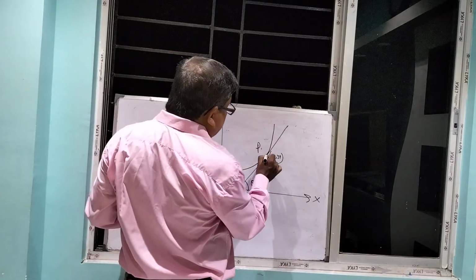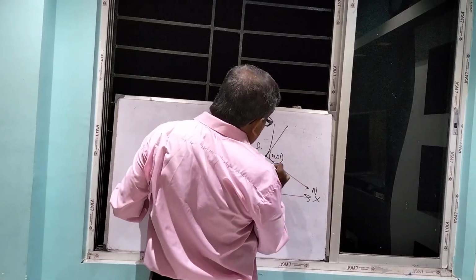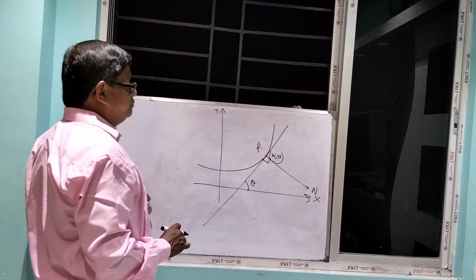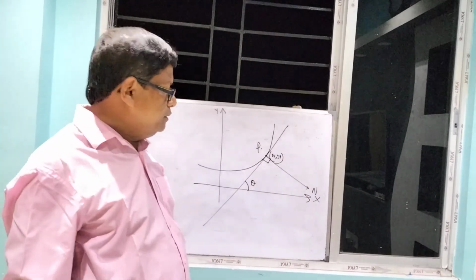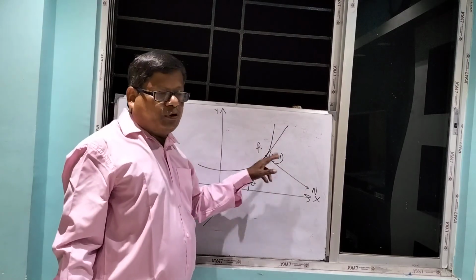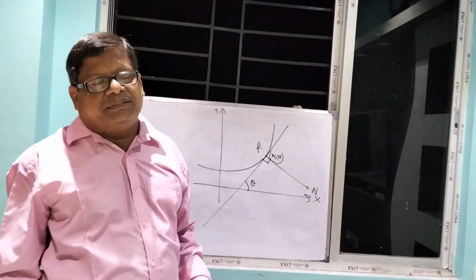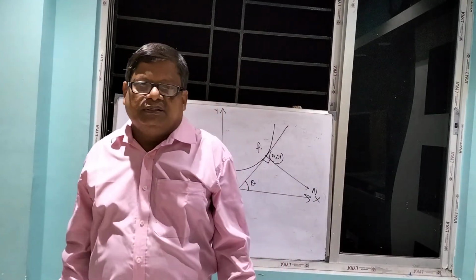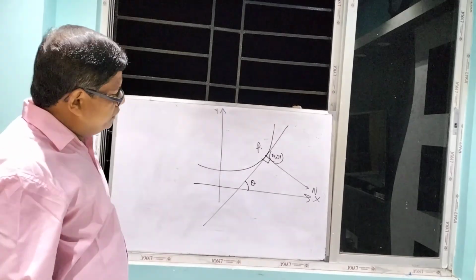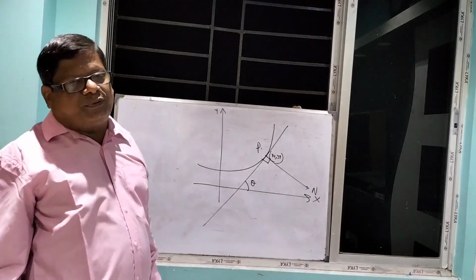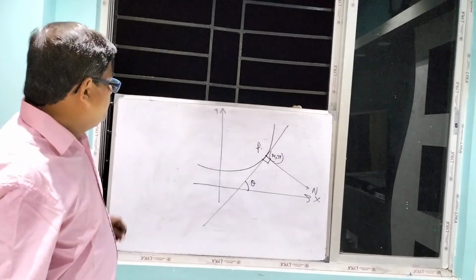And here, if you draw a perpendicular, this is n. So this is the perpendicular Pn, where the point P is the point of contact, and n is the foot of the perpendicular. That Pn is known as the normal. The gradient of the normal will be minus dx/dy.